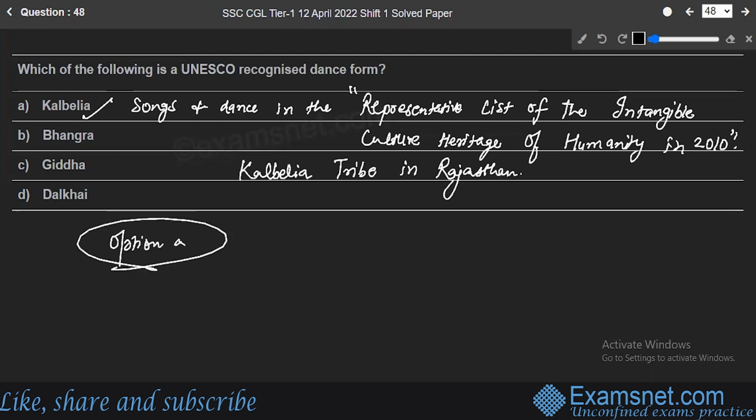Hope you understood. If I'm talking about the rest, Bhangra and Gidda are the folk dances of Punjab. And Dalkahi is the folk dance of Odisha. Let's move to the next question.